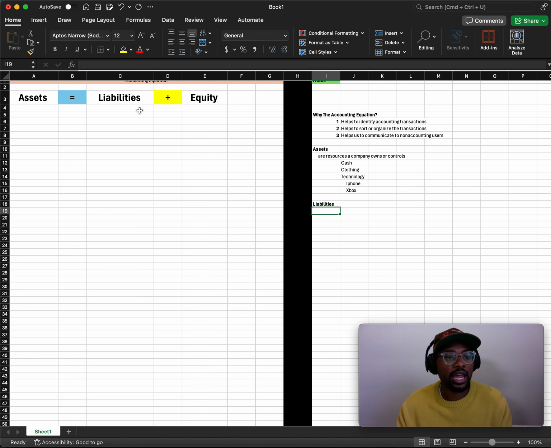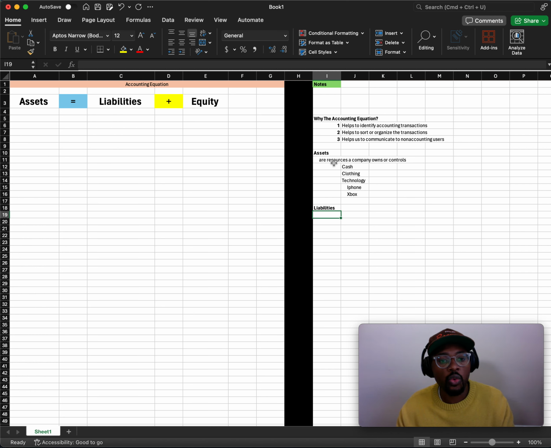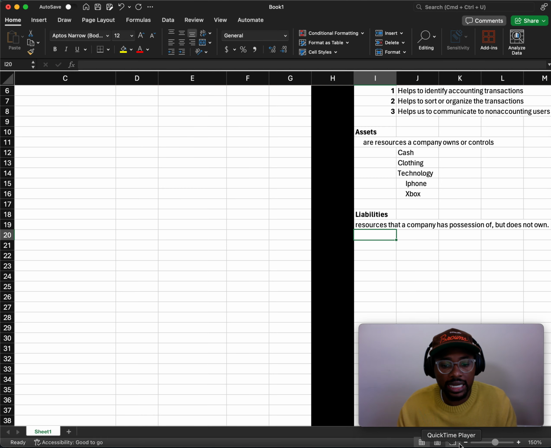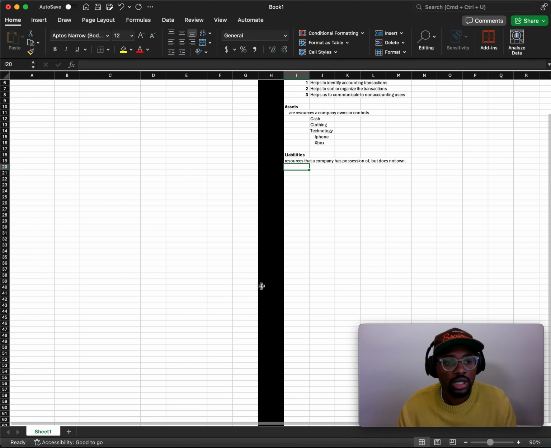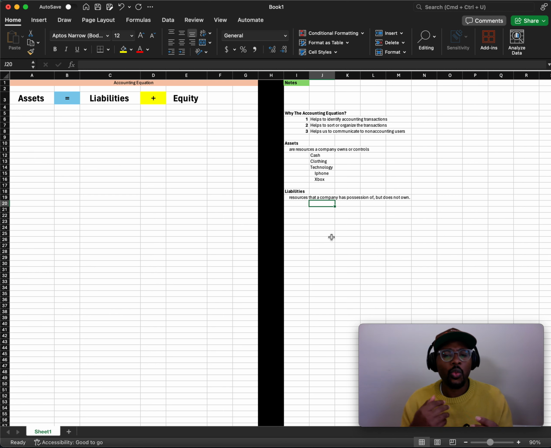Okay, the next component of our equation is liabilities. So, what are liabilities? You want to write this down. Resources that a company has possession of, but does not own. Okay. So when you think about things that a company has possession of but doesn't necessarily own, these are called liabilities. So, what are some examples?